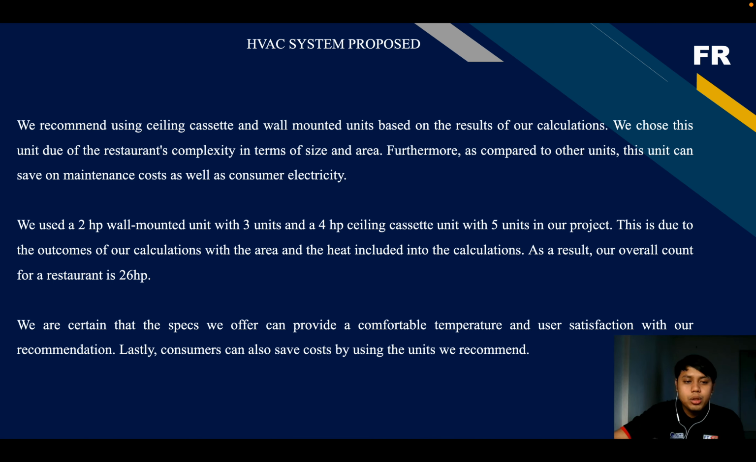We use a 2 horsepower wall-mounted unit with 3 units and a 4 horsepower ceiling cassette unit with 5 units in our project. This is due to the outcome of our calculation, with the area included in the calculation. As a result, our overall count for the restaurant is 26 horsepower. We are certain that the spec we offer can provide a comfortable temperature and user satisfaction with our recommendation. Lastly, consumers can also save costs by using the unit we recommend.